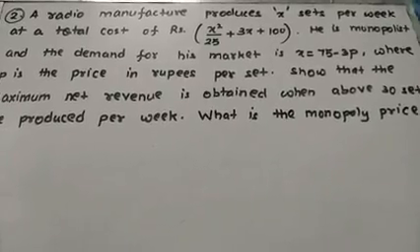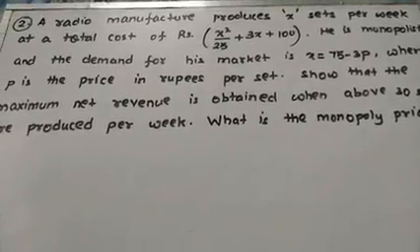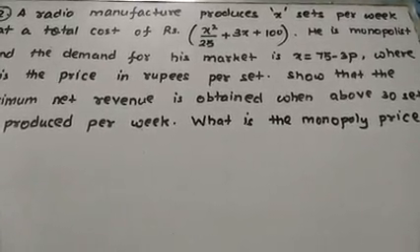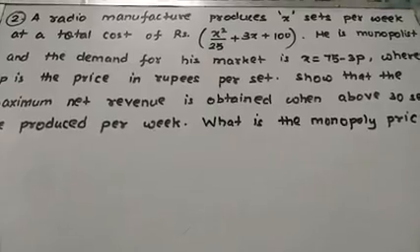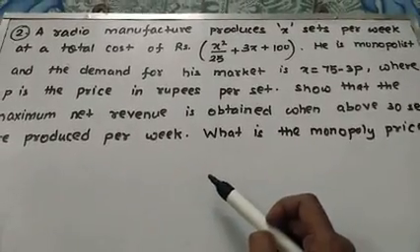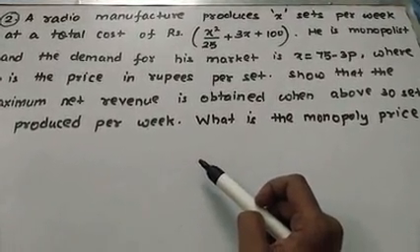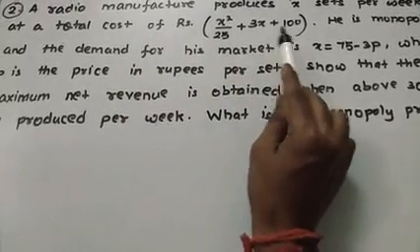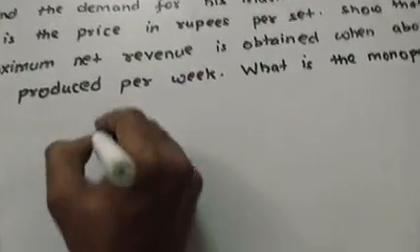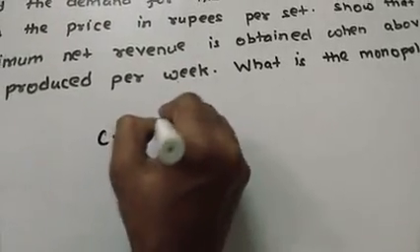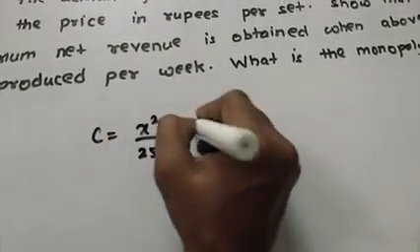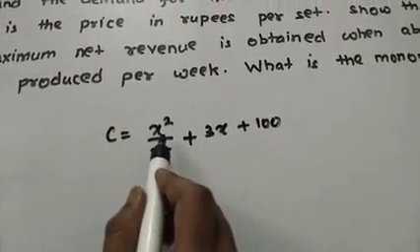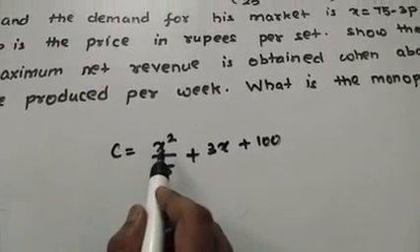Okay, so question number 2 is a lengthy question. A radio manufacturer produces X sets per week at a total cost of rupees x square by 25 plus 3x plus 100. That means your total cost is given to you: C equals x square by 25 plus 3x plus 100. Now C is in terms of X, that means here the output is X.